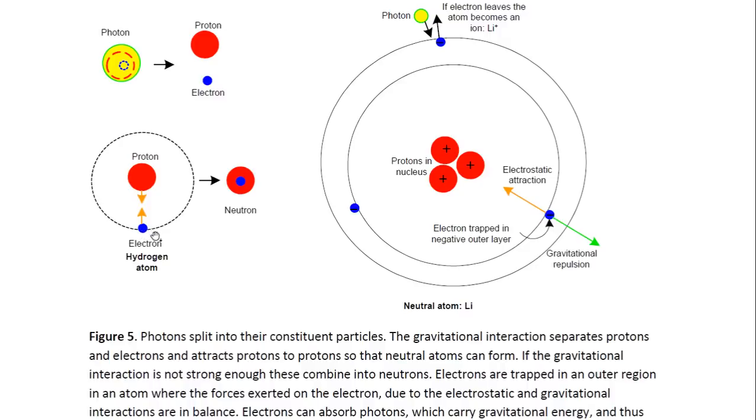It will overwhelm the gravitational force, and the two particles will be drawn to each other, and the atom will basically collapse, and what we will get instead is a neutron, which is a neutral particle. Now, because of the strong attraction between protons, fusion will occur, and that will tend to the formation of heavier nuclei.